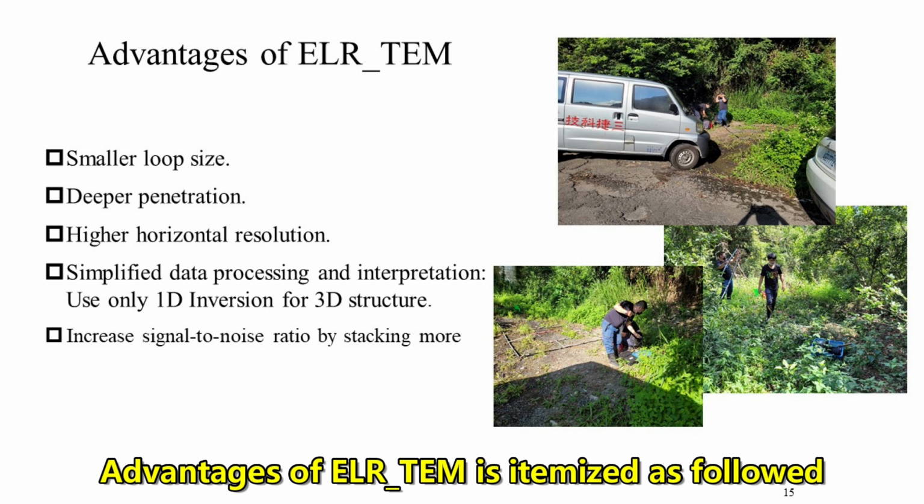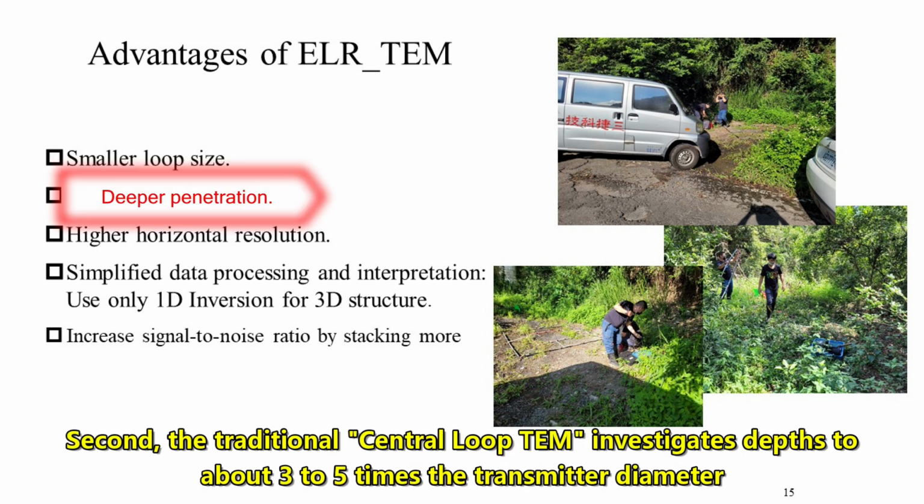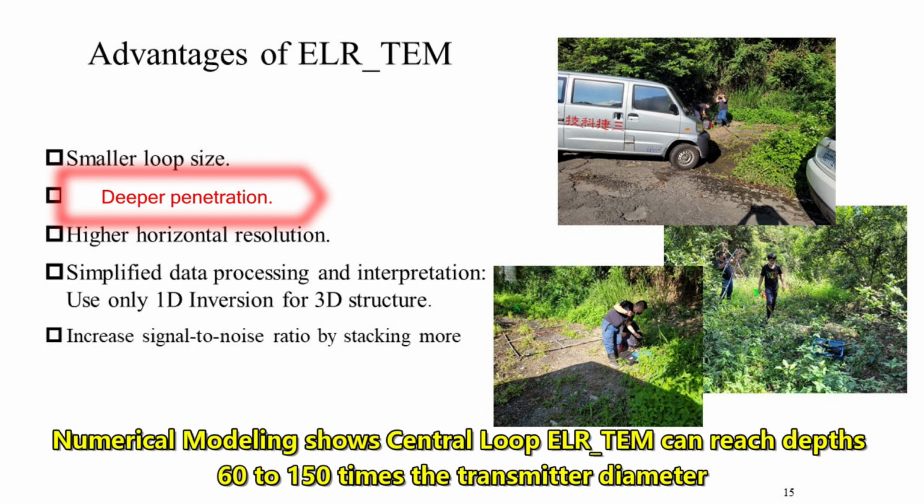Advantages of ELR_TEM are itemized as follows. First, the transmitter loop size for ELR_TEM is approximately 20 times smaller than that of a traditional central loop. Second, the traditional central loop TEM investigates depths to about 3 to 5 times the transmitter diameter. Numerical modeling shows central loop ELR_TEM can reach depth 60 to 150 times the transmitter diameter.